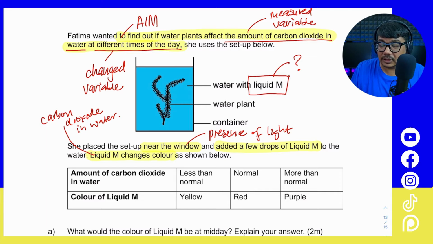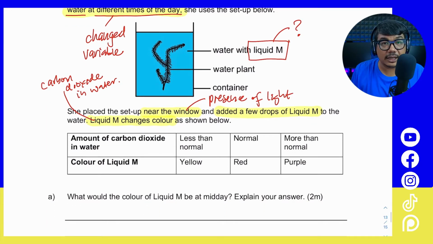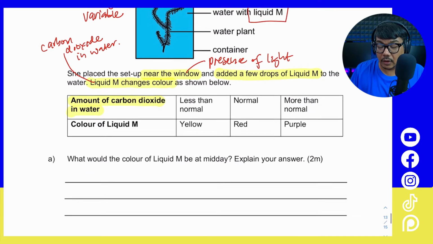So let's read further. We have a table showing the amount of carbon dioxide in water. If it's less than normal, the color of liquid M will be yellow. If it's normal, that means there's no change, it will be red. If it is more than normal, then it will be purple. Good, so let's look at the question now.